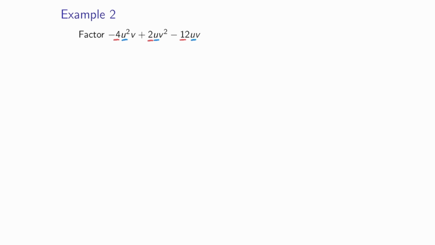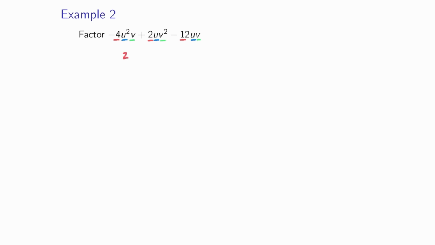And finally, we have factors of v that are powers of v. So v squared, and v. All right, first look at the numerical factors. If we want to find the GCF of all the numerical factors, that's just the largest integer that will divide each one of them evenly. So between -4, 2, and -12, the largest integer that divides them all evenly is 2.